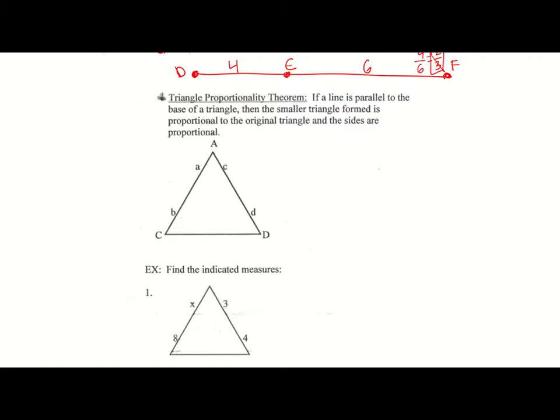The triangle proportionality theorem says that if a line is parallel to the base of the triangle, so if we draw that in, this line is parallel to the base of our triangle, then the smaller triangle formed at the top is proportional to the original triangle, and the sides are proportional. So here these two sides are just like two segments from above, so we can say that A over B is going to be equal to C over D.